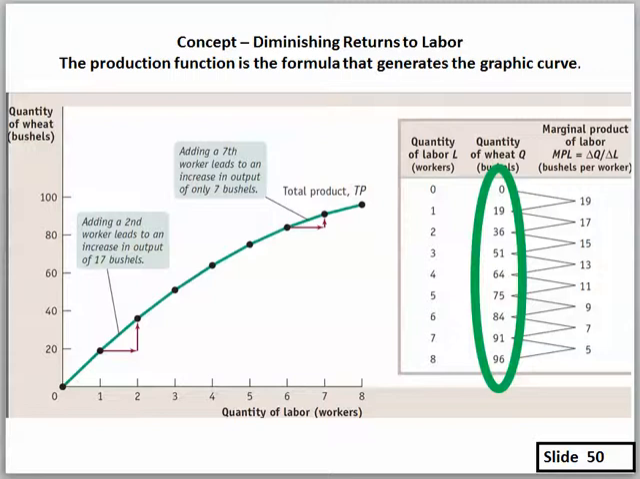That hasn't changed, but now we find the vertical arrow of the second group, the 7th worker, is much shorter than it was for the second worker, because that seventh worker is now only contributing 7 bushels compared to the 17 that the second worker contributed. Again, demonstrating that concept of diminishing returns to labor. Now, we can go a step further.